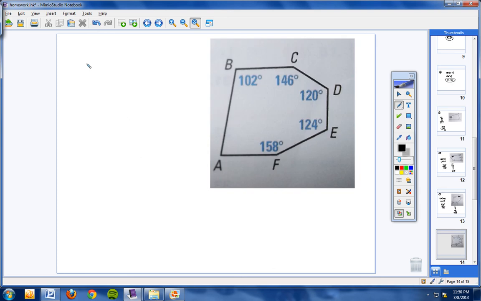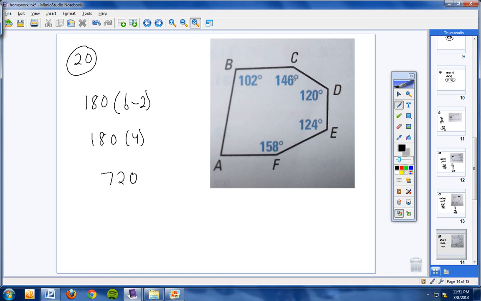All right, let's take a look at number 20. Here we have 6 sides. If you count the sides, it'll be 6 sides. So to find what the sum of all the interior angles should be, I'm going to use my formula, n minus 2, 6 minus 2. 180 times 4 is 720. So all these angles plus this missing angle should add up to 720.